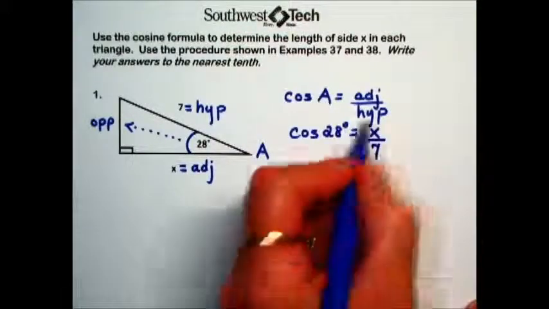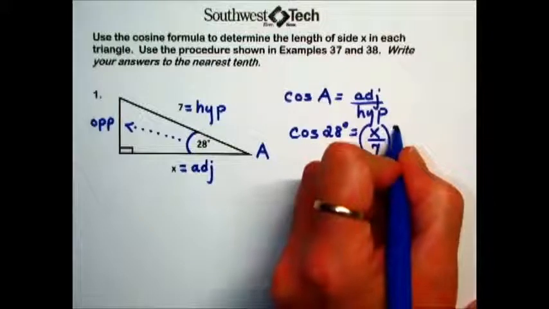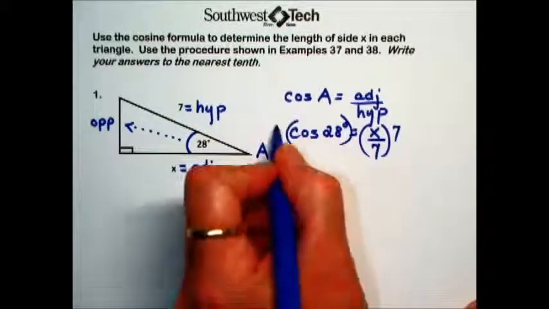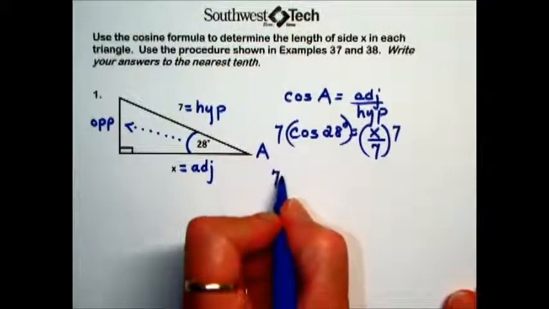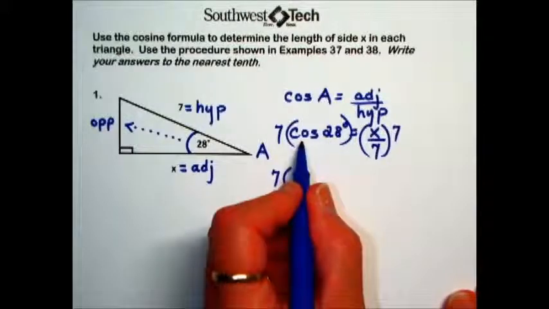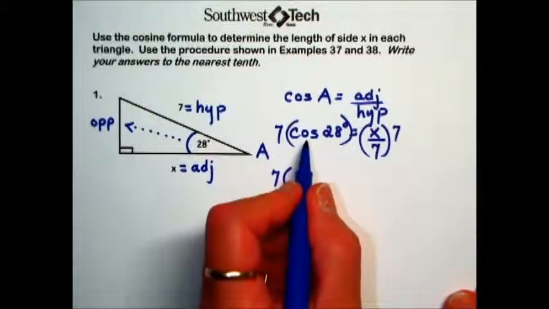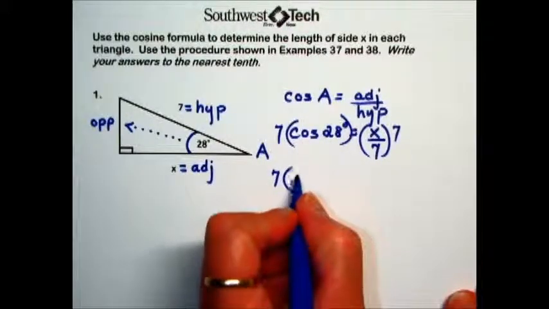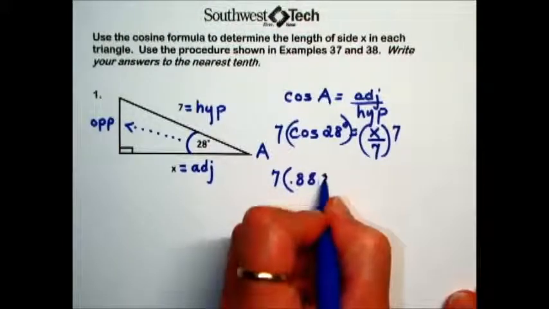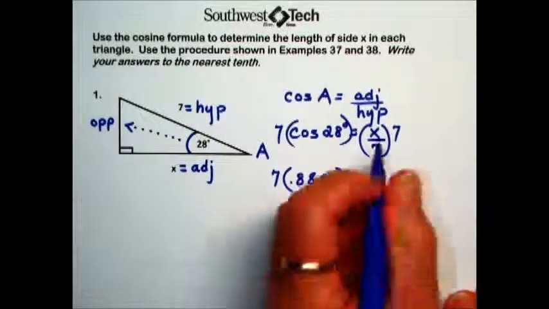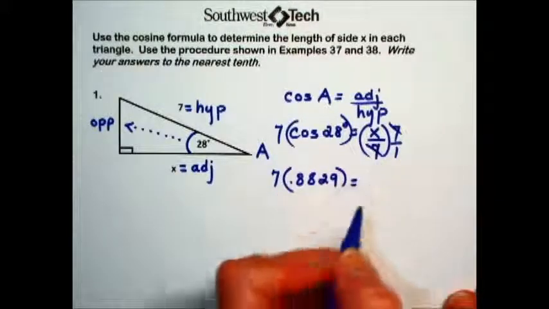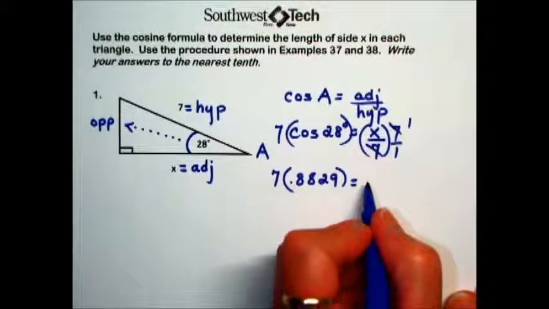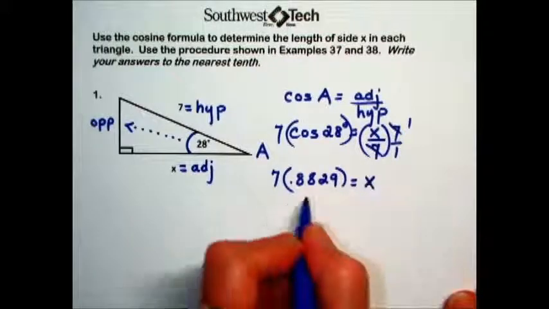To undo division, we will multiply, and to maintain equality, we will multiply both sides by the value that's in the denominator, in this case, 7. On the left-hand side, we'll simplify first by finding the cosine of 28 degrees, which gives us the value of 0.8829. On the right-hand side, the 7 in the numerator cancels out the 7 in the denominator, giving us a value of 1. 1 times x is x.